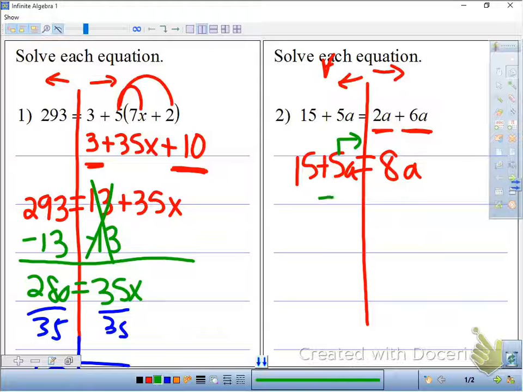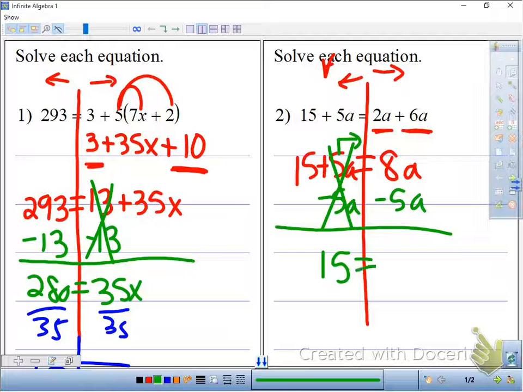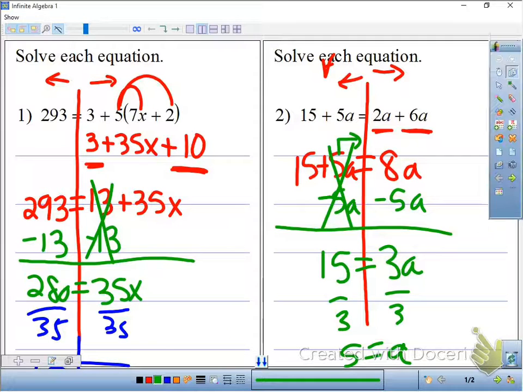It's a positive 5a, so I'm going to add a negative 5a. That's going to be 0. On the left, that leaves me with 15. On the right, that leaves me with 3a. And from here, divide both sides by 3. And 5 equals a would be my final answer. Okay, let's go ahead and look at 2 more of these here.